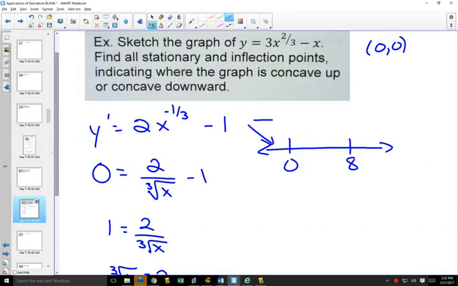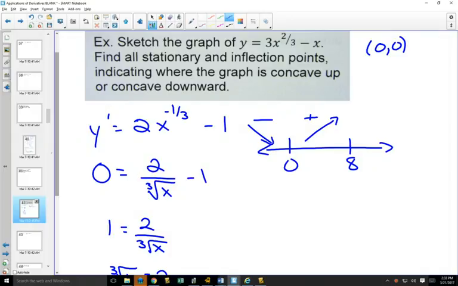Between 0 and 8, if I chose something like 4, the cube root of 4 is a little bit more than 1, but less than 2. So 2 over something between 1 and 2 is going to be a little bit bigger than 1. Something a little bit bigger than 1, minus 1, will still be positive. This part is increasing. So it appears that at 0, we might have a minimum.